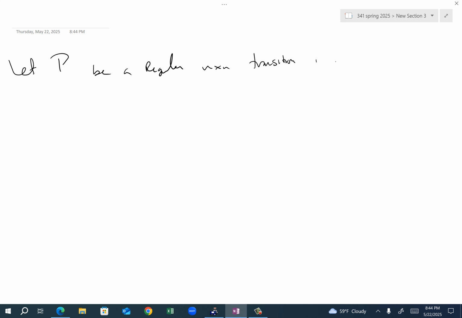This vector is the steady state probability vector for P. What do you mean?